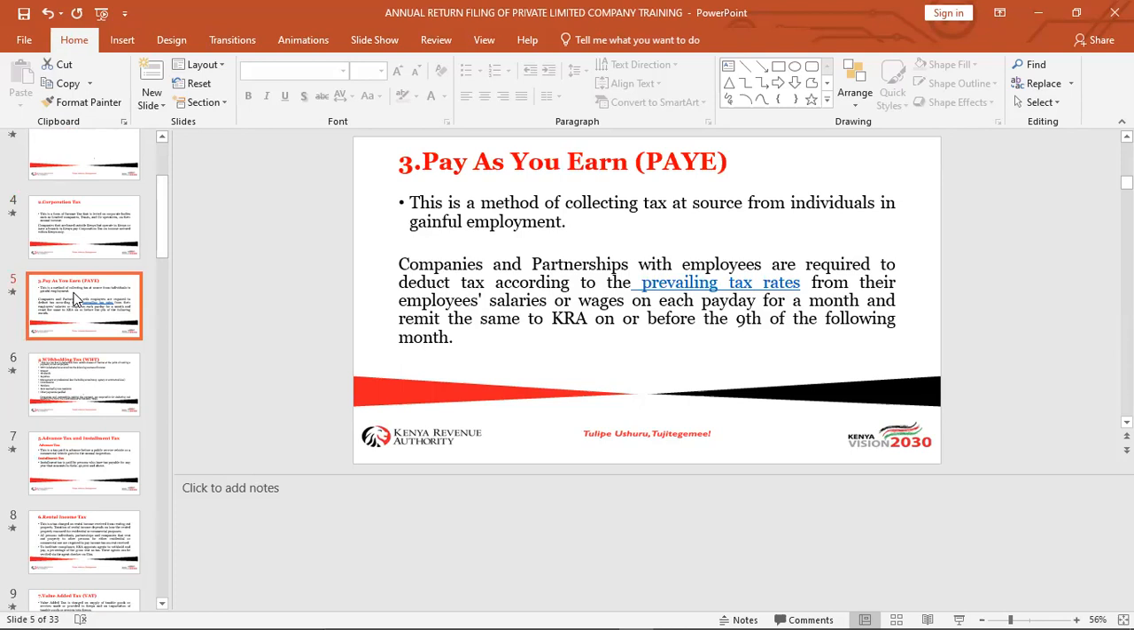It is done individually, that is for employed people. Then remember, a company is also supposed to submit your PAYE. As an individual, you are supposed to file the annual filing returns for PAYE. That one I think we have done. We have not done it for the company. So as we go on, you just mark what we have covered and what we have not covered.